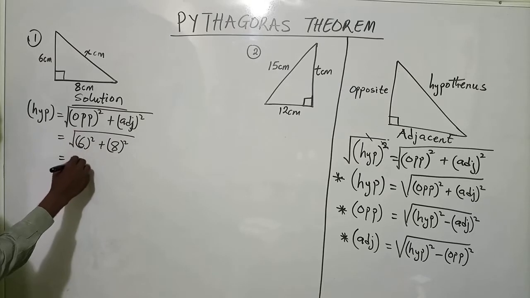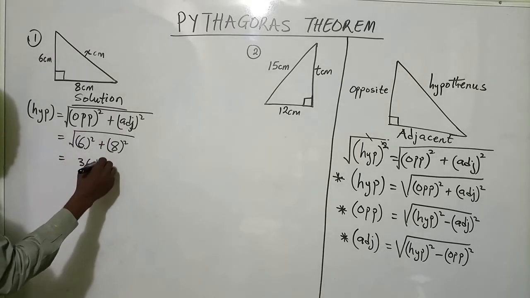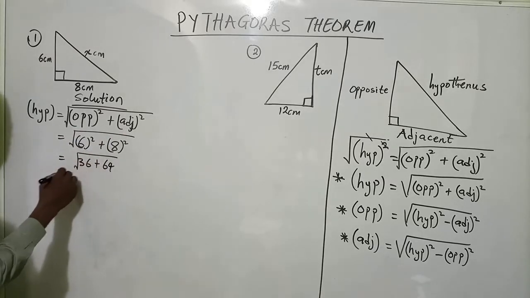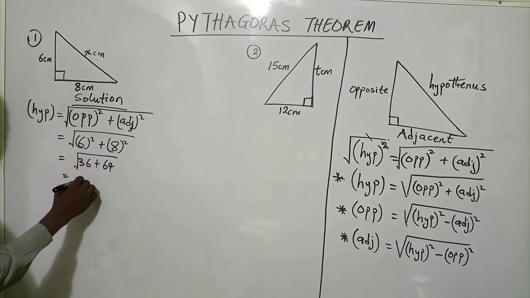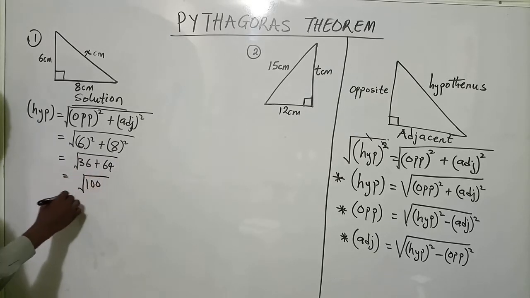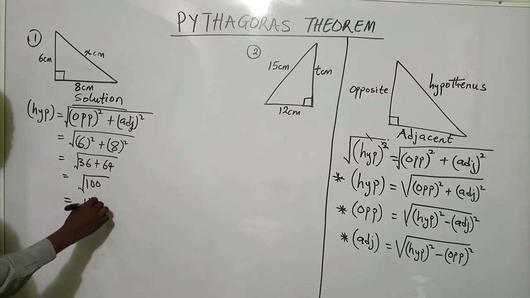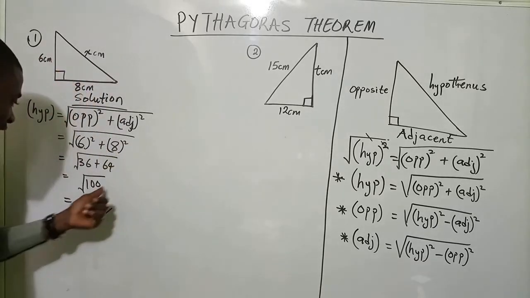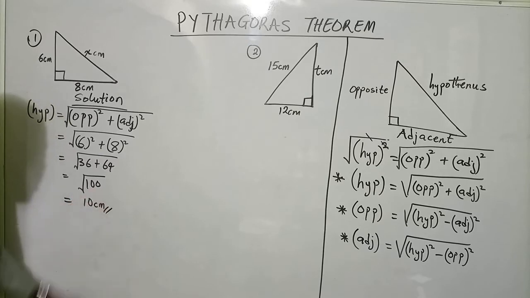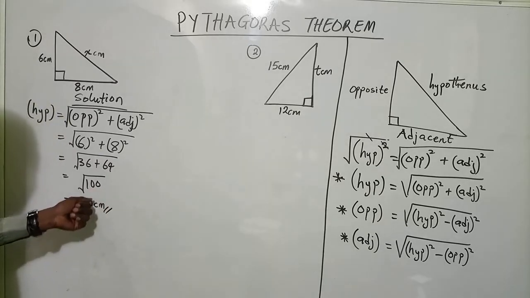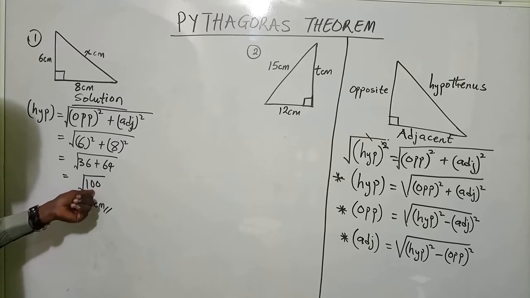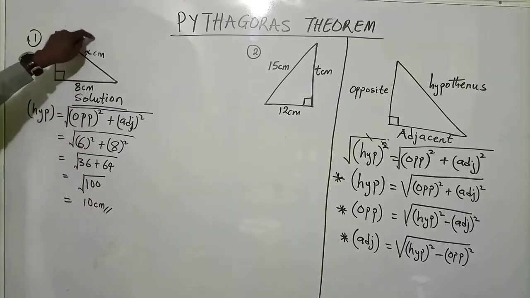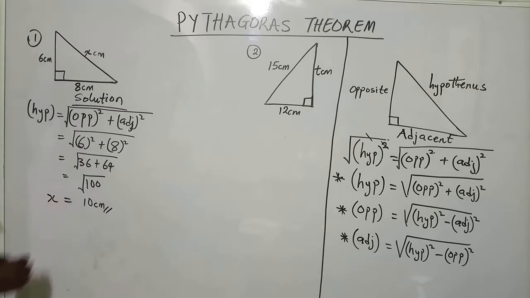6 square means 6 times 6, 36, plus 8 times 8 is 64. So 64 plus 36 gives us 100. And the square root of 100 is 10 centimeter. Square root means what number will multiply itself twice to give you what is inside the square root, and the number is 10. So 10 times 10 will give us 100. So that is why the square root of 100 is 10. So that means our x is 10 centimeter.